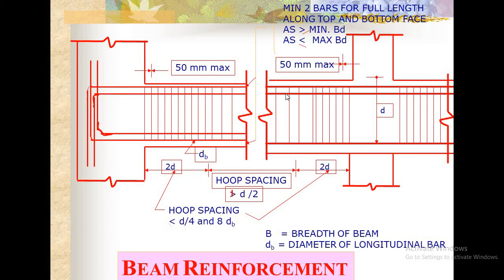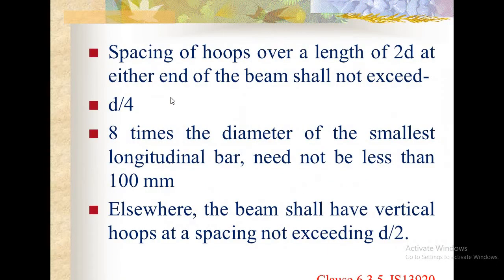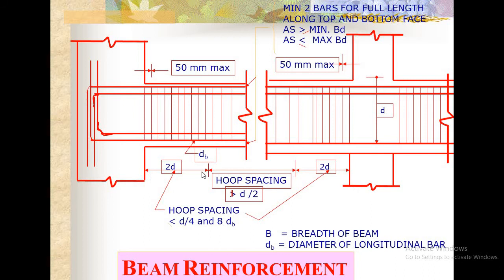In vertical bars, you can see here these are the stirrups, and the relevant point relating to this one: the spacing of hoop over the length of 2D at either end of the beam shall not exceed d/4. What is D? This is the total effective depth, small letter d. You can see here the effective length from top to the center of the bottom reinforcement; it is the effective depth.